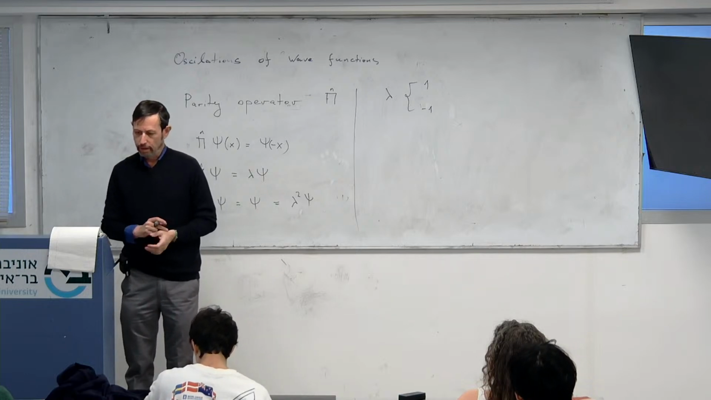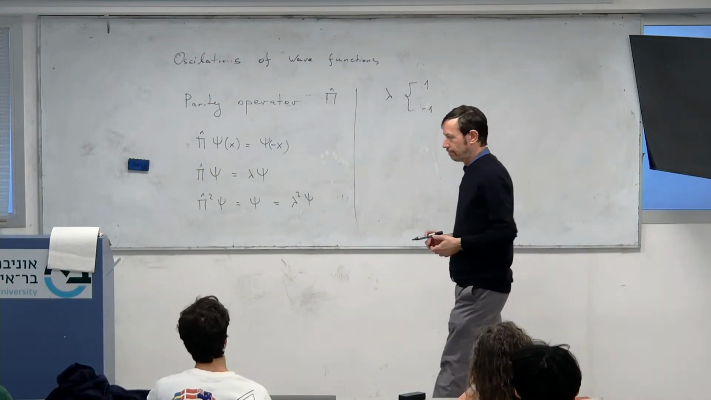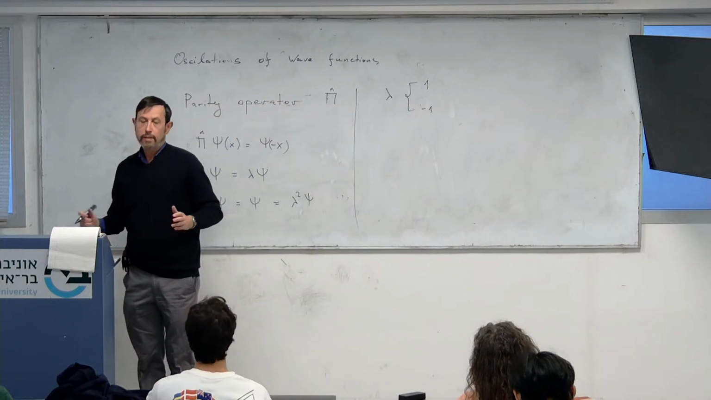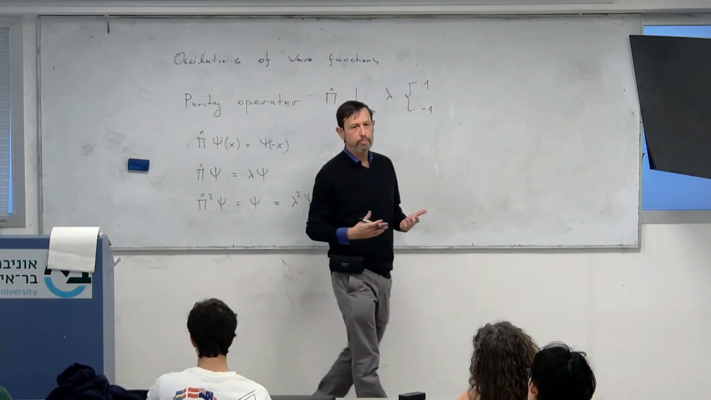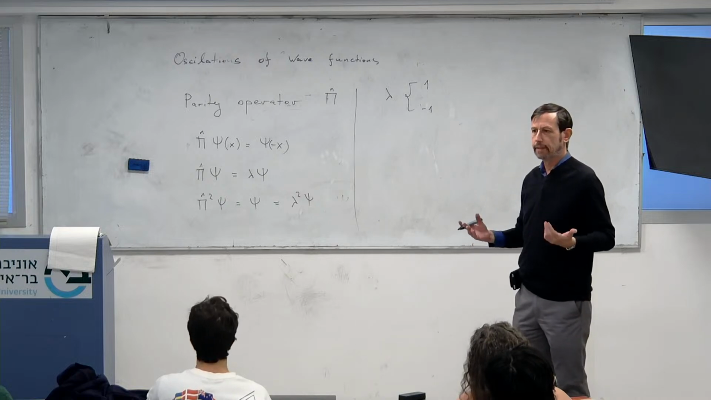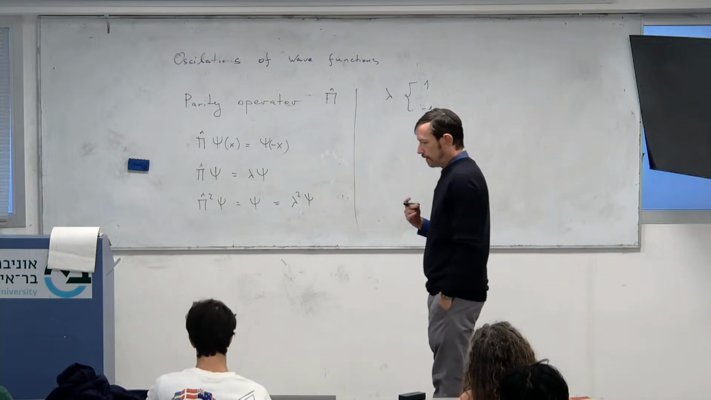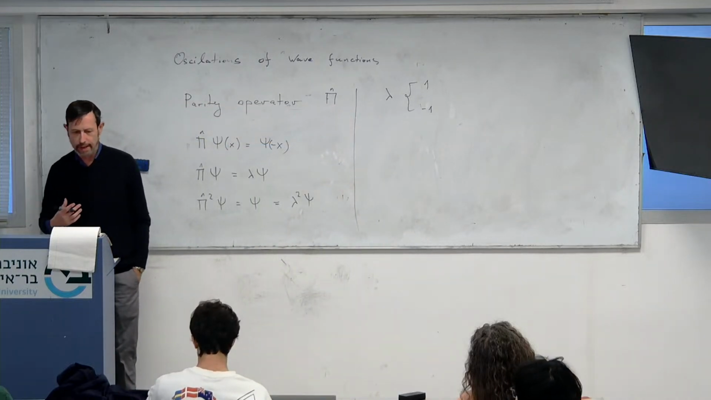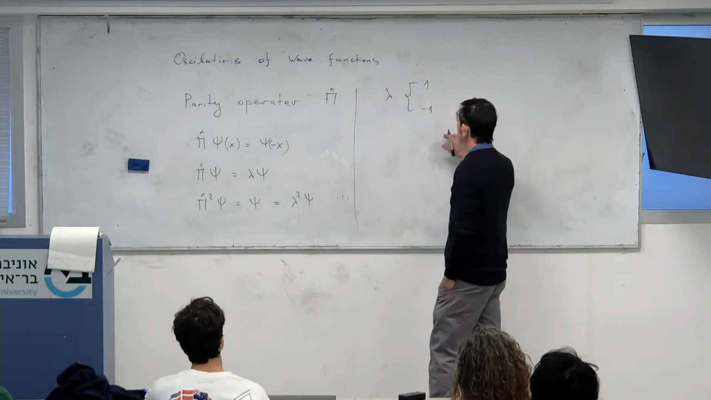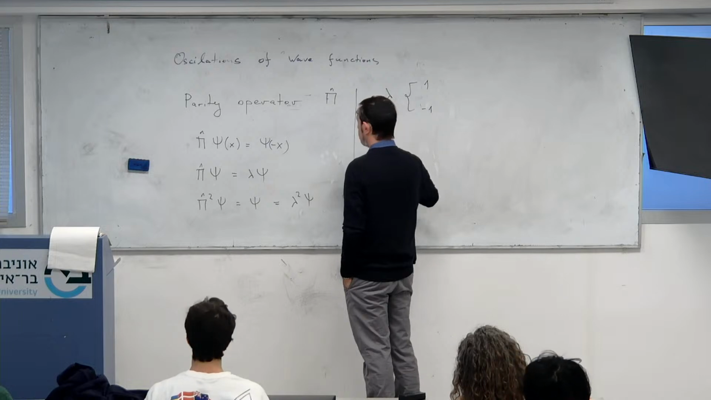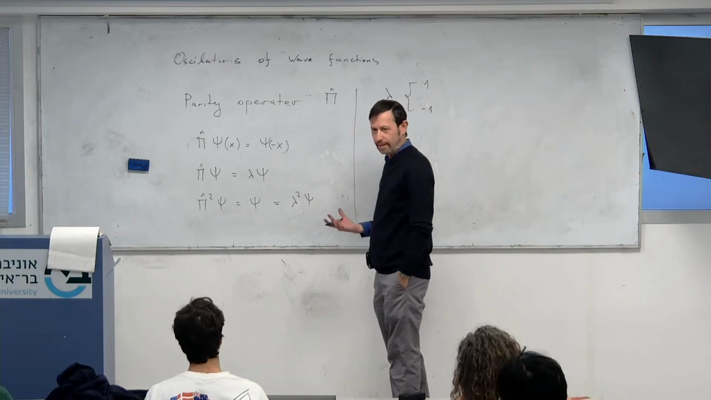So what do I do with it? Now I can play the whole game that I know about bases, on bases that are relevant to the case where I have this parity symmetry. Okay, let's see. What are the eigenvectors of this operator? We know already the eigenvalues.